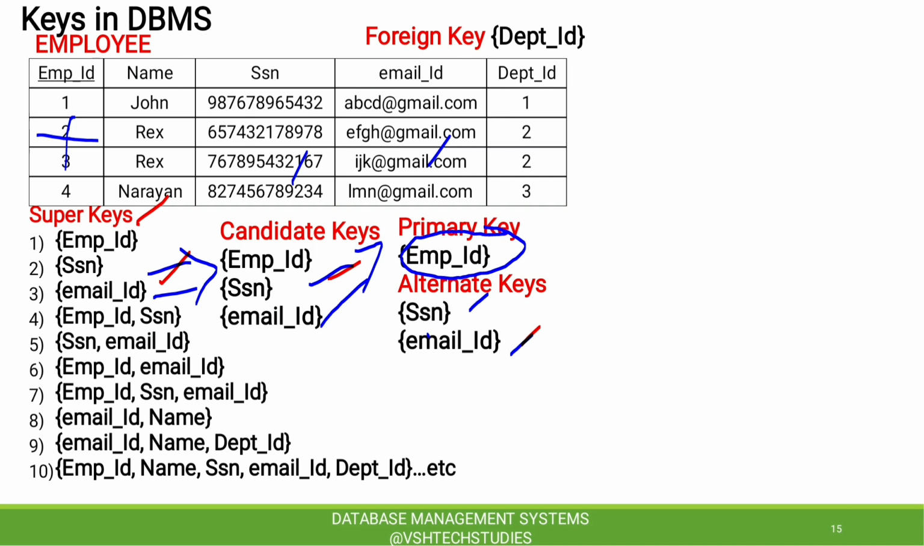So a column name or set of column names which cannot have null value or duplicate values, and with which we can choose any row uniquely, that is called a primary key. Okay.